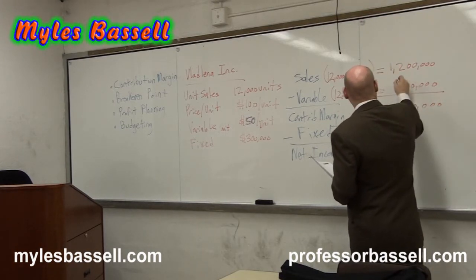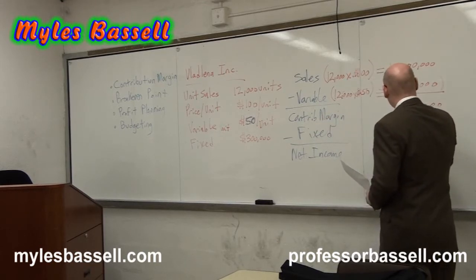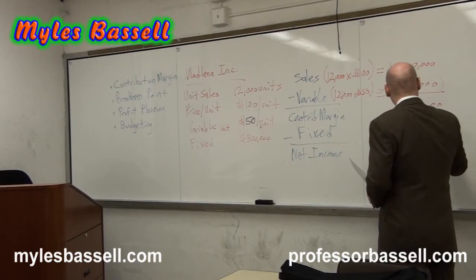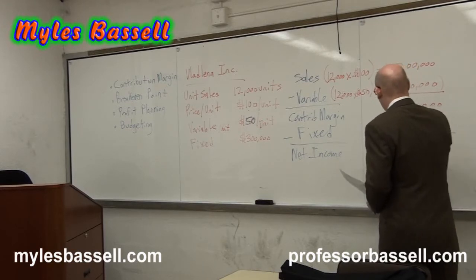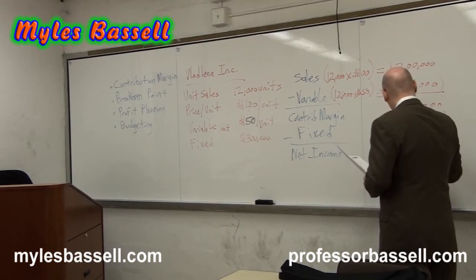And then they tell us that the fixed cost is 300,000. We subtract the fixed cost, and that gives us a net income of 300,000.